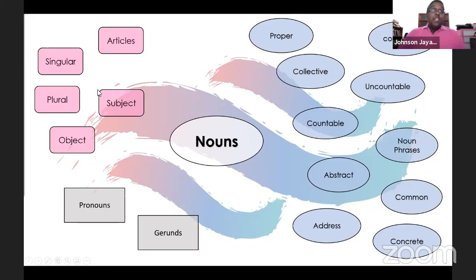Now on this side, we have certain grammar rules related to nouns. You have singular, plural, and then articles, and then subject and object in terms of syntax. And then we also have pronouns and gerunds. Pronouns are noun substitutes, like I, you, they, we, he, she, it. Gerunds are basically verbs that have been converted to nouns using the ing form. But we're not going to be looking at these two today. We're just going to be looking at all this today, and let's see how everything is interconnected in terms of nouns.